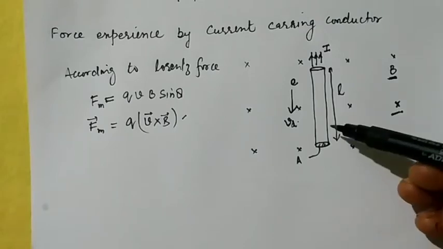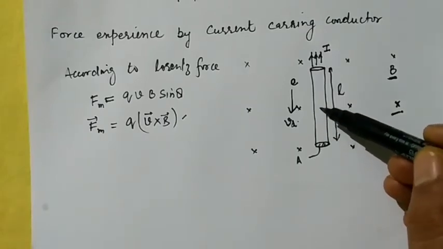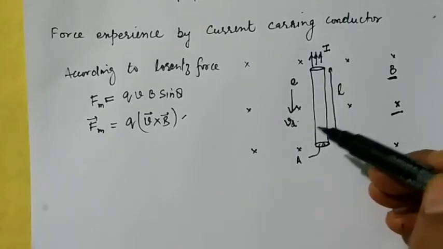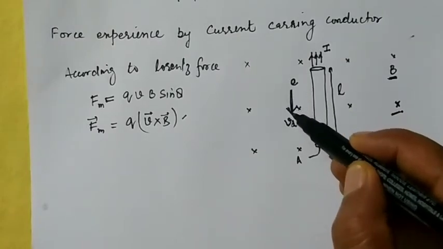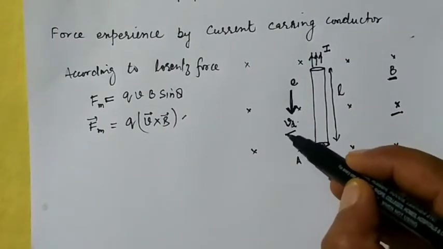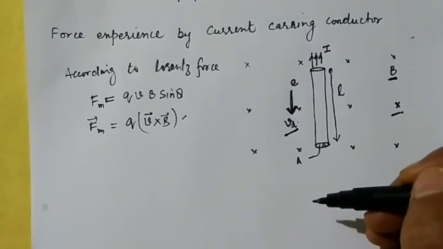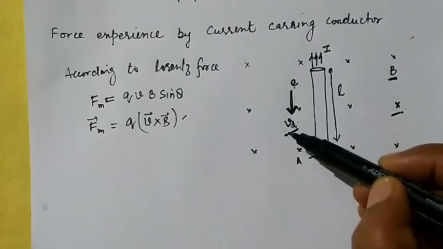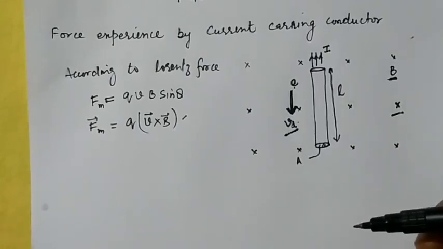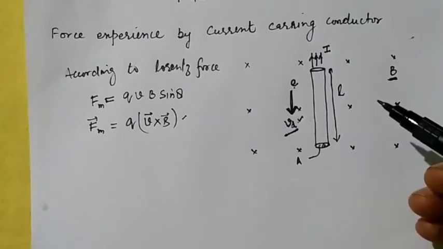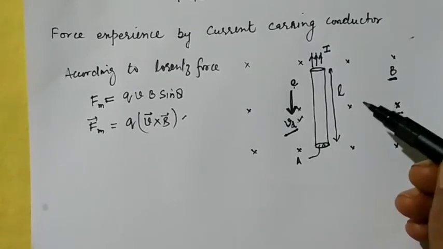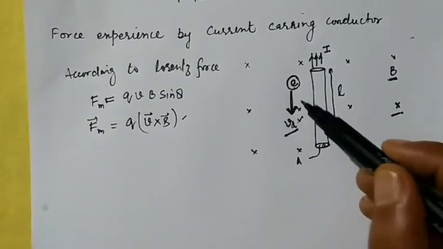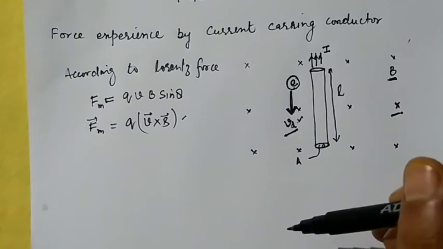Now we know that as the current is moving in the upward direction, this means that the free electrons in the conductor will be moving in the opposite direction with a velocity that is known as drift velocity. A charged particle moving in a magnetic field with a certain velocity will experience a force. So this electron will experience a force. Automatically, that force is applied on the conductor.